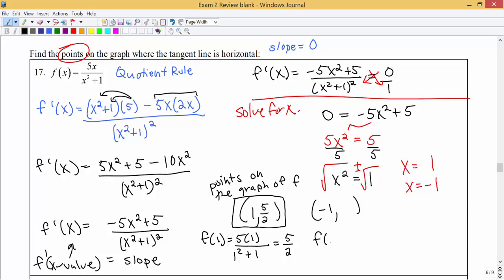And then we're going to put in negative 1 into the function as well. 5 times minus 1 divided by negative 1 squared plus 1. That gives negative 5 over 2. So negative 5 halves is the y value for the x value of negative 1. So there's 2 points here on the graph that if I was to look at their tangent lines, both of those tangent lines would be horizontal.